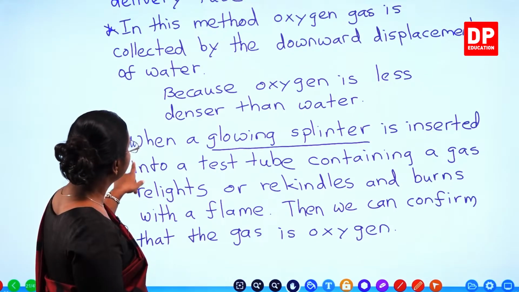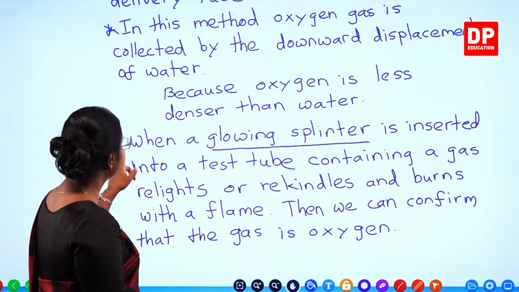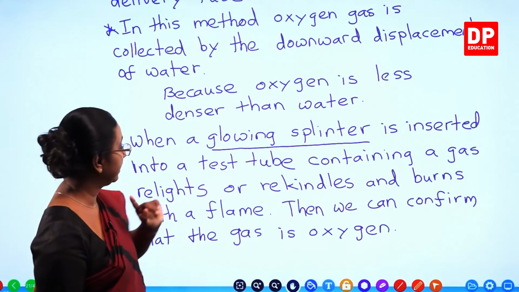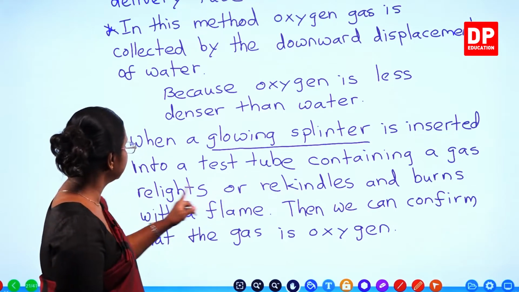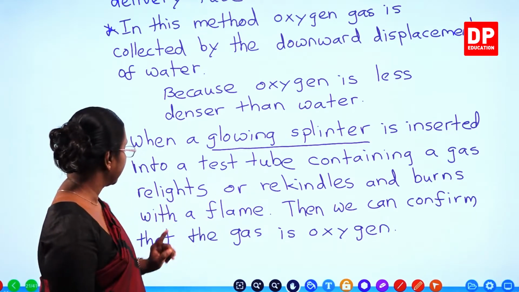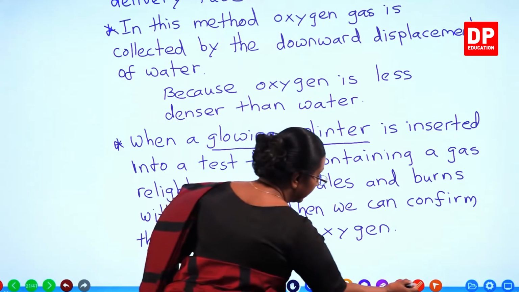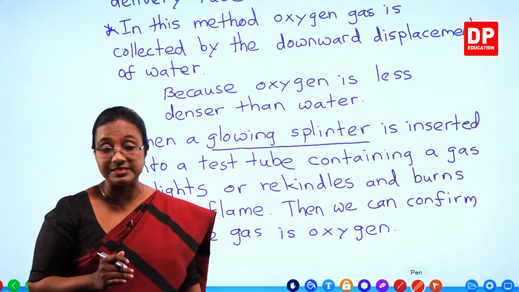Then we have the test to identify or confirm it is oxygen gas. When a glowing splinter is inserted into a test tube containing a gas, it relights or rekindles and burns with a flame. Then we can confirm that the gas is oxygen. So that is all the considerations related to this activity.